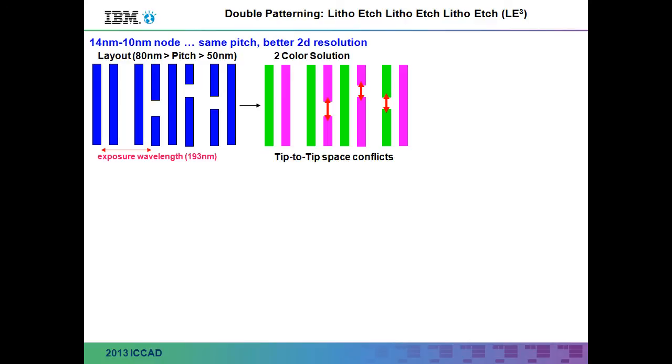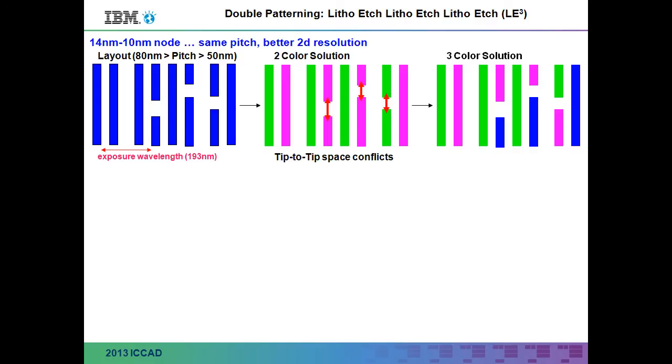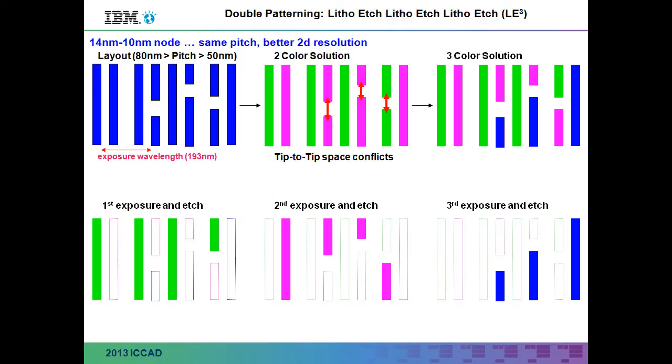So I'm using my 2 colors, green and purple, to resolve the pitch, but now I have line end, tip-to-tip violations that would have to be blown out if I keep them in the same color. So in order to keep a small tip-to-tip space, I introduce a third color, and that basically allows me to close that gap again. So the third color is not a means of getting to smaller pitch. It's simply a means of preserving 2-dimensional scaling. All right, and then from there the process is pretty much the same. Expose, etch, etch. This is why we call it litho etch, litho etch, litho etch, and LE cube is a little bit easier to say.